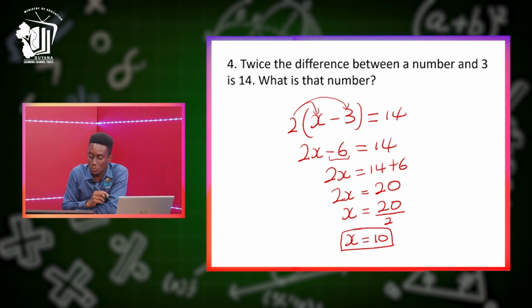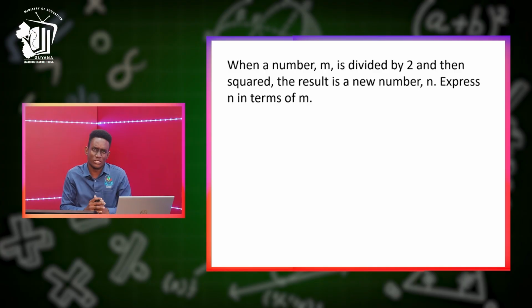So let's see if that is true. Twice the difference between a number and 3. So 10 minus 3 is 7. So twice that is equal to 14. So 2 times 7 is equal to indeed 14. So let's look at the last question.